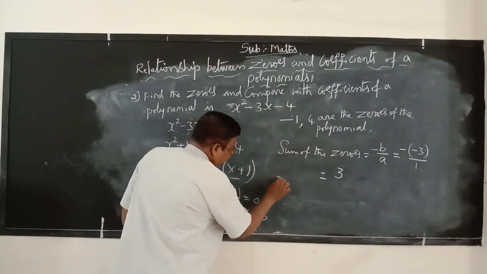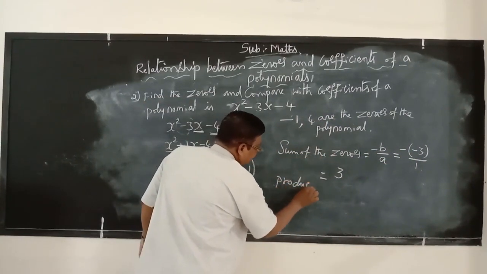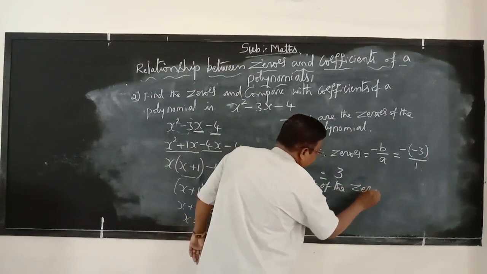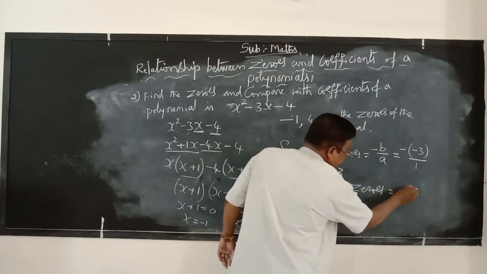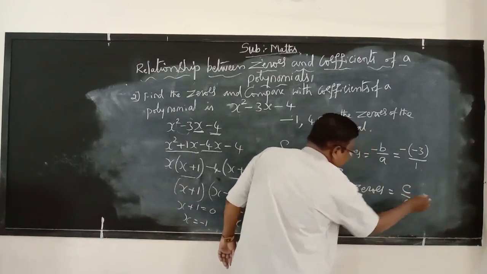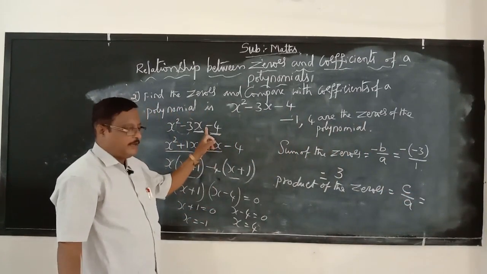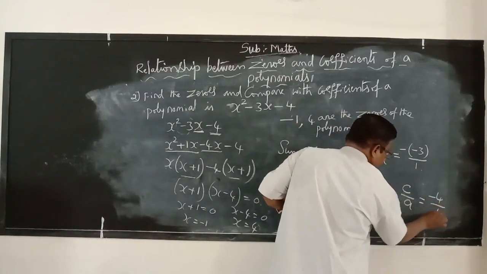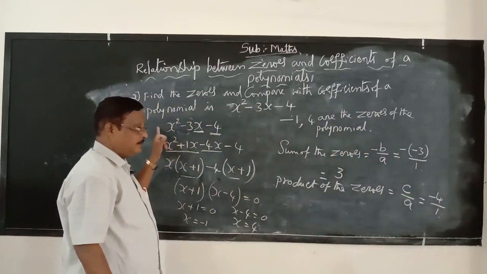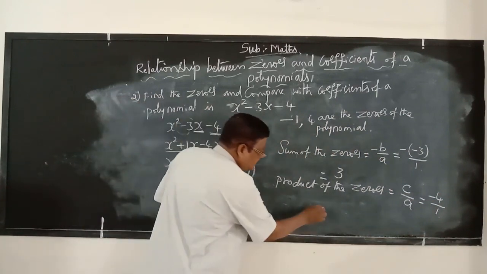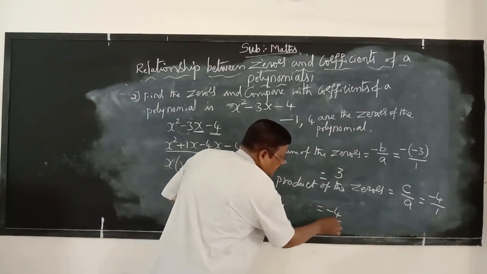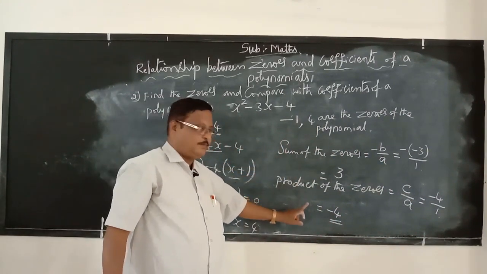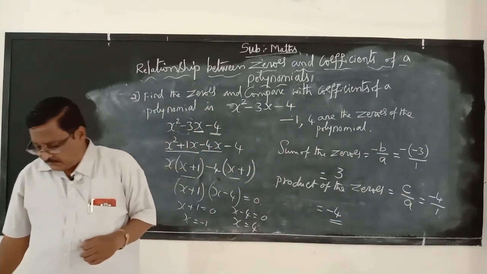Product of the zeros. C by a. C is constant. Constant is minus 4. A is x square coefficient, that is 1. It is nothing but minus 4. This is the sum of the zeros. This is the product of the zeros.